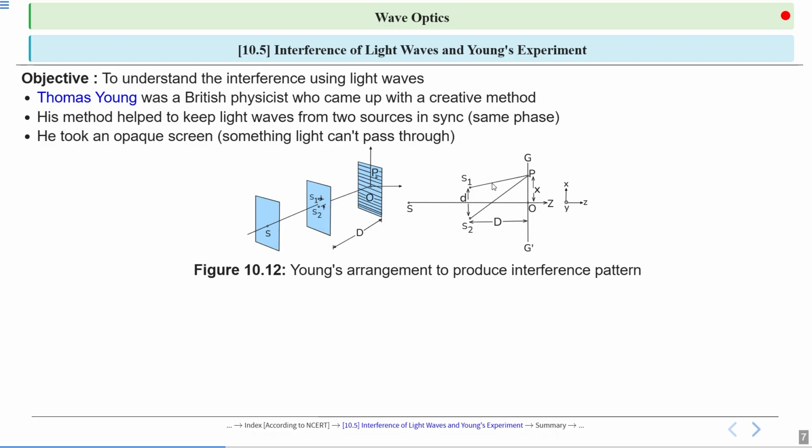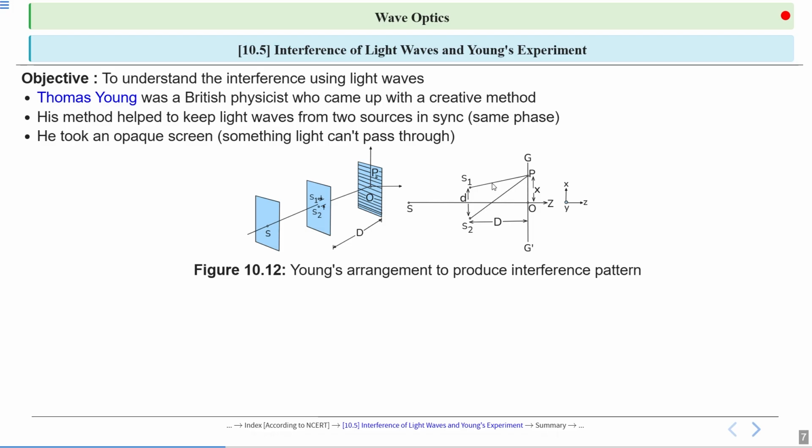Now you will see figure 10.12, Young's arrangement to produce an interference pattern. He uses opaque screens, the first screen and the second screen. You can see three screens. In the first screen, there is only one hole, which we call a slit, a small pinhole. In the second screen, there are two pinholes, two slits, S1 and S2. And the third screen is placed to see the interference pattern, alternating dark and bright fringes.